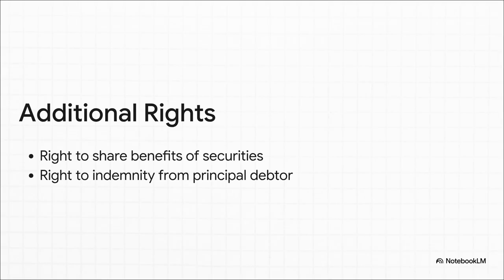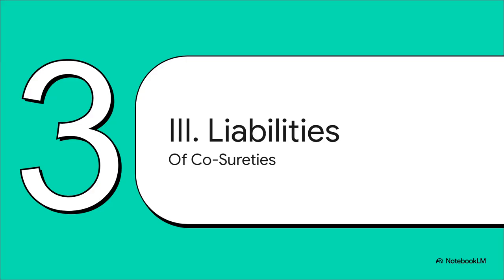For right number 3, understand that co-sureties are strictly entitled to the benefit of any securities held by the creditor. If a bank holds property as collateral and one surety pays off the loan, that paying surety steps directly into the shoes of the bank and gets the benefit of those securities. And for right number 4, remember that every co-surety has an absolute right to be indemnified by the principal debtor. The debtor caused this mess, therefore the debtor must legally reimburse the sureties for every single rupee paid. We now shift our focus entirely.